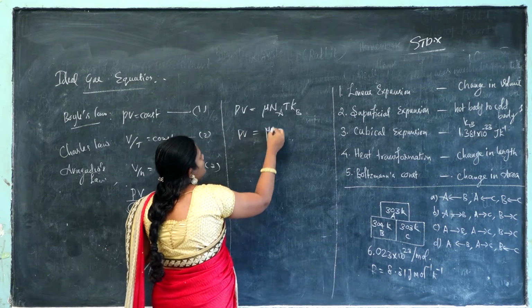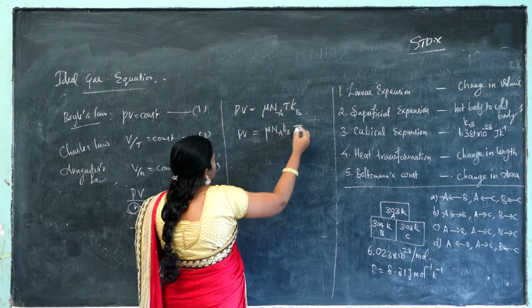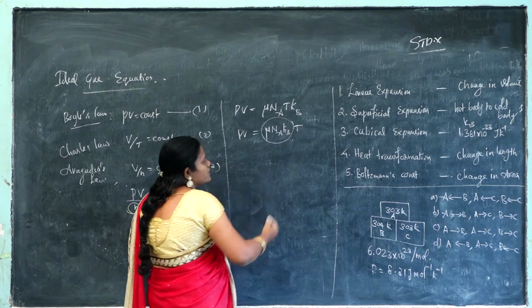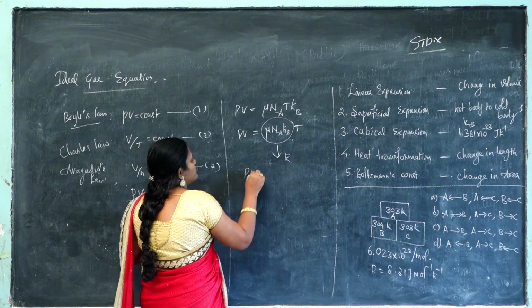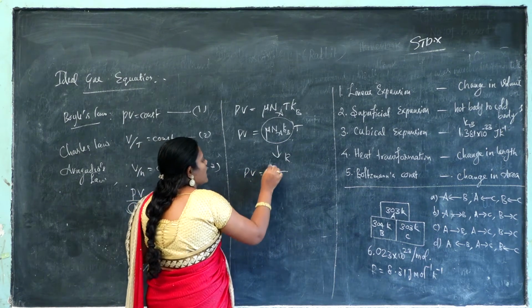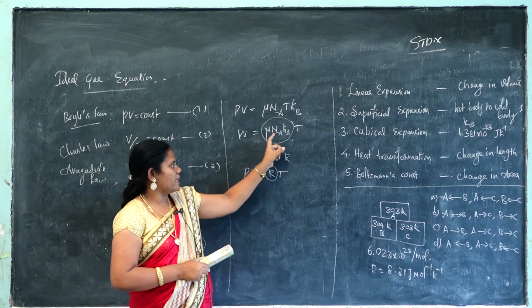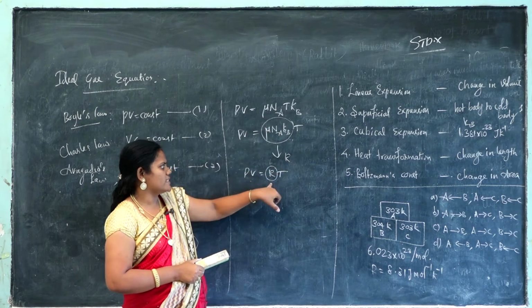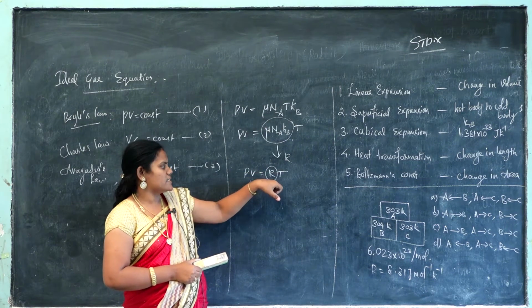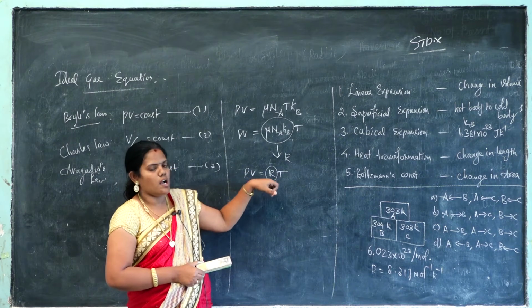PV is equal to mu into NA KB into T. So the whole term will be taken as the term R. Okay, so PV is equal to RT. R is the ideal gas constant. Instead of the multiplication of mole, Avogadro number and Boltzmann constant, it will be taken as one single constant, that is the universal gas constant, the ideal gas constant, and PV is equal to RT.